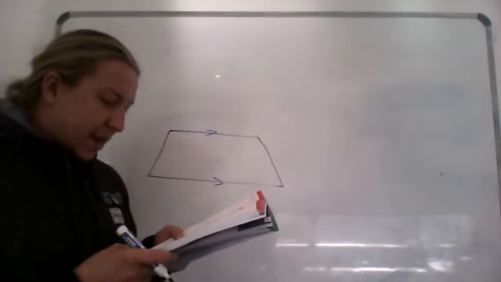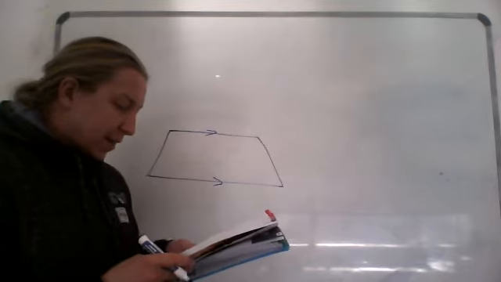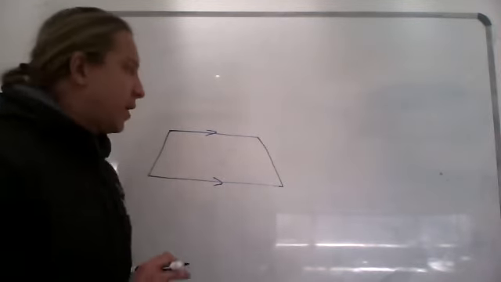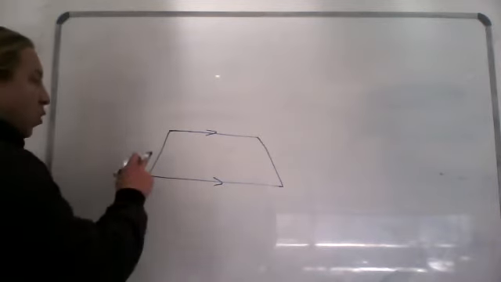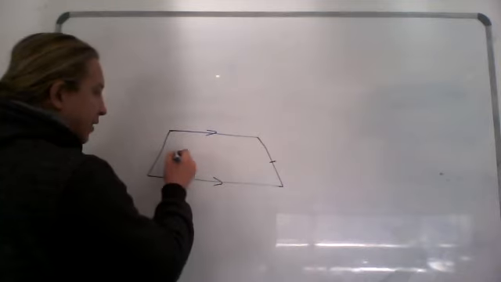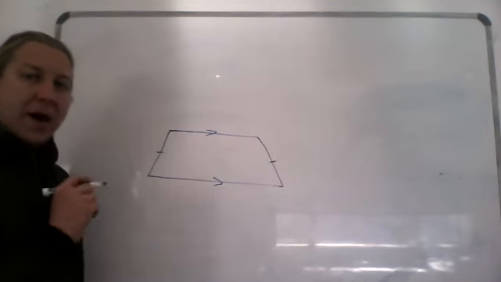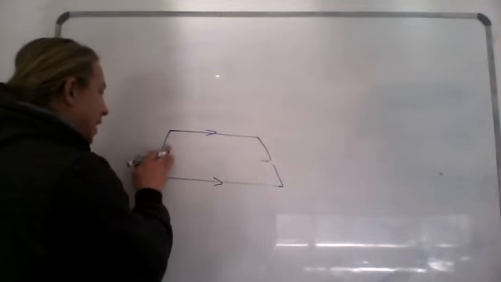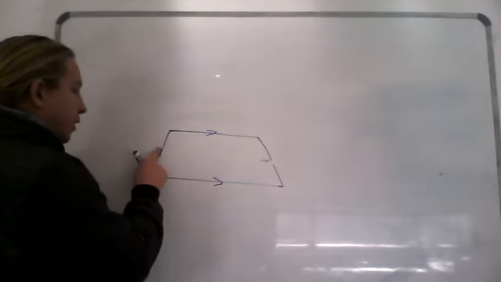Isosceles trapezium has non-parallel sides equal. So an isosceles trapezium is a trapezium where these two sides are equal. So if we have that these two are the same, we have an isosceles trapezium. But if they are not the same, then we just have a trapezium.